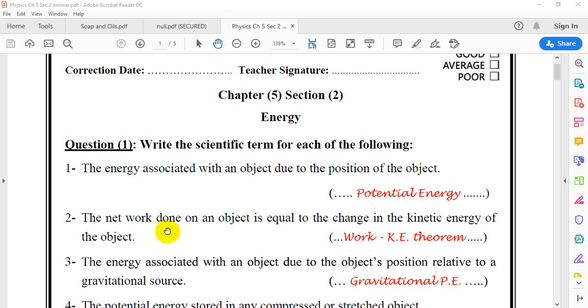Number 2. The work done on an object is equal to the change in the kinetic energy of the object. The net work equals the change in kinetic energy. This is called the work-kinetic energy theorem.